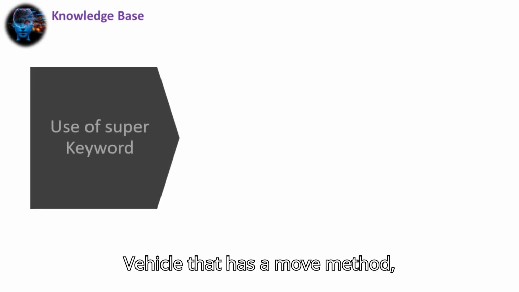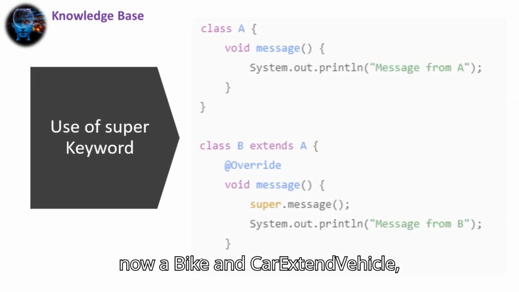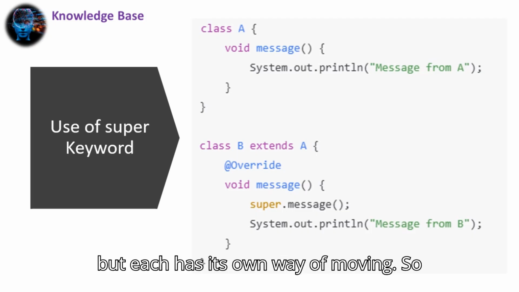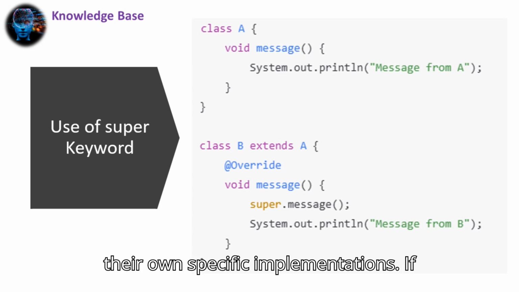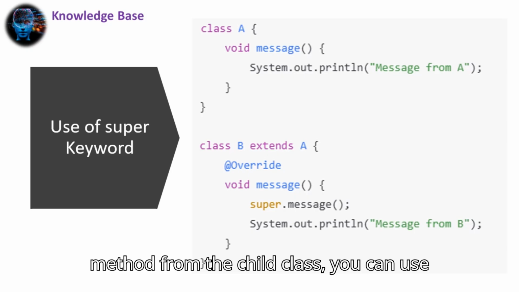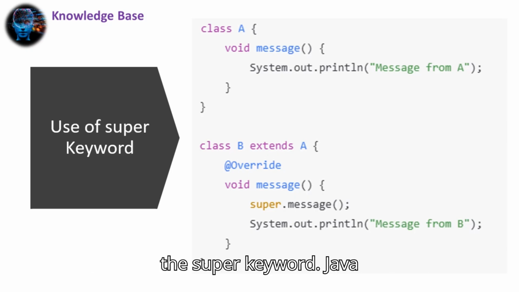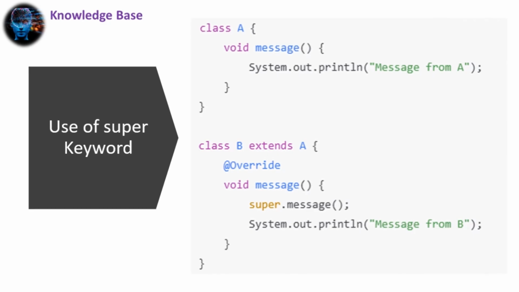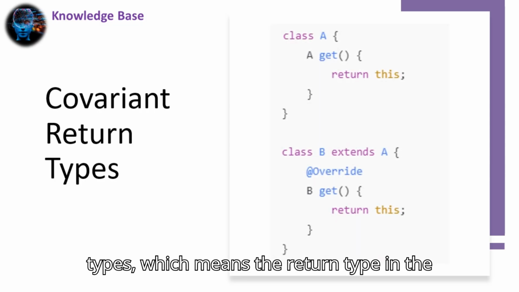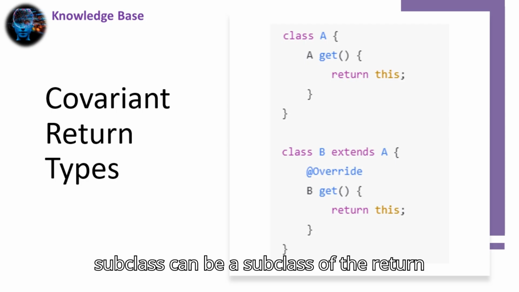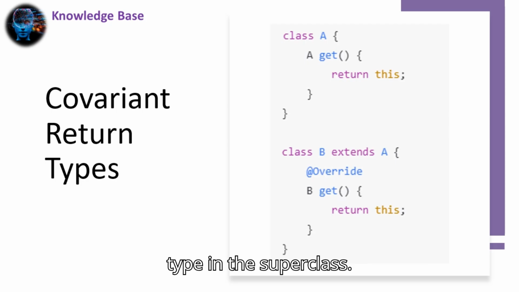Imagine a class called Vehicle that has a move method. Now a Bike and Car extend Vehicle, but each has its own way of moving. So they override the move method with their own specific implementations. If you still want to call the parent class method from the child class, you can use the super keyword. Java allows overriding with covariant return types, which means the return type in the subclass can be a subclass of the return type in the superclass.